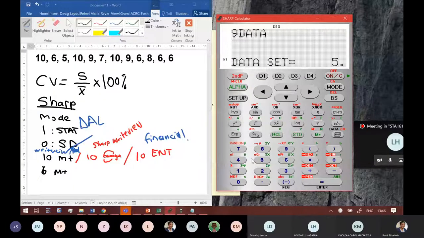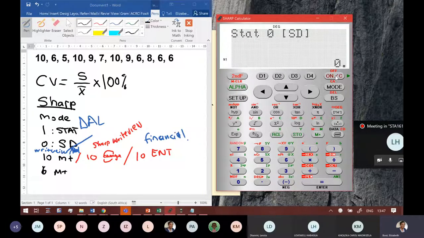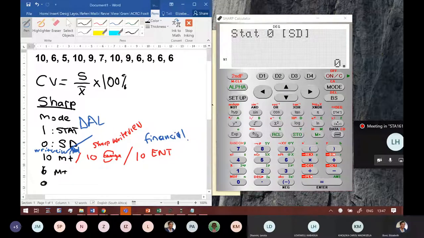9 M plus, 7 M plus, 10 M plus, 9 M plus, 6 M plus, 8 M plus, 6 M plus, and 6 M plus. How many are there? There should be 12. 1, 2, 3, 4, 5, 6, 7, 8, 9, 10, 11, 12. Therefore, I've captured all my data. Once you have captured all your data, you press the on and off on your calculator.